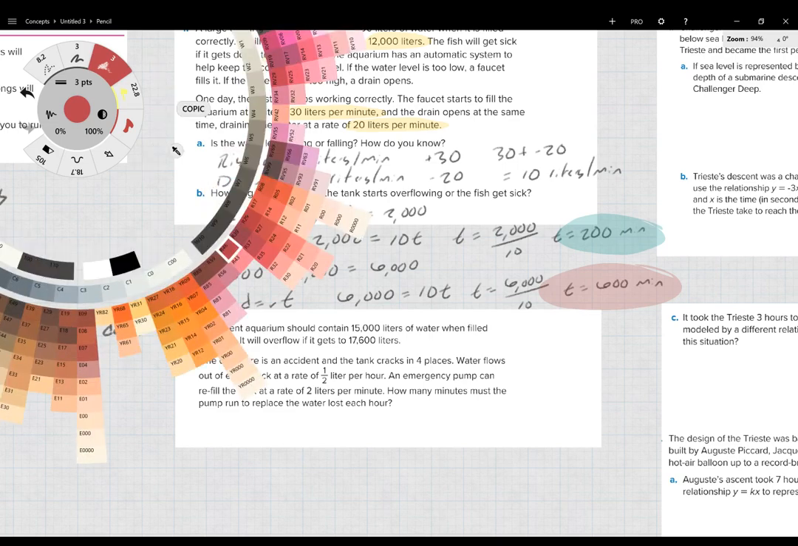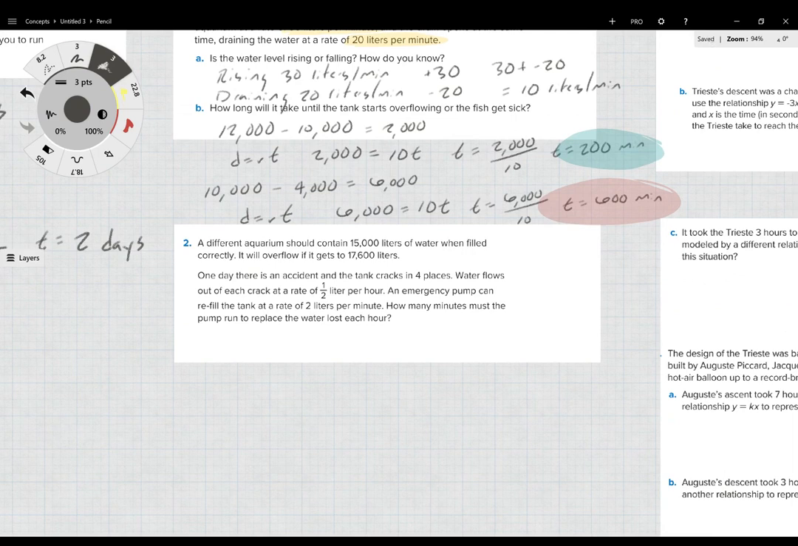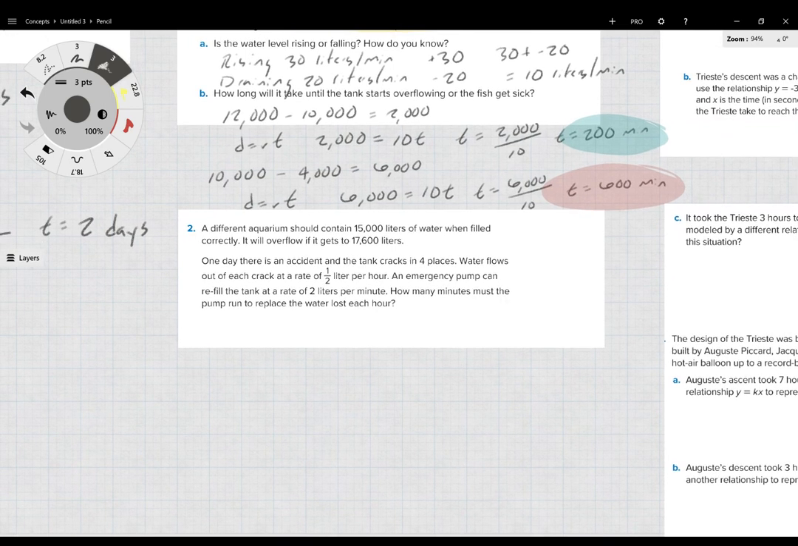All right, moving on to number 2. A different aquarium should contain 15,000 liters of water when filled correctly. It will overflow if it gets to 17,600 liters. All right, so one day there's an accident and the tank cracks in 4 places. Water flows out of each crack at a rate of 1/2 liter per hour. So for each crack, it's 1/2 liter. And I have 4 cracks. An emergency pump will refill the tank at a rate of 2 liters per minute. How many minutes must the pump run to replace the water lost each hour?